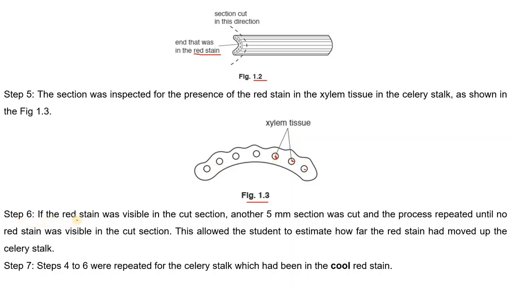Step 6. If the red stain was visible in the cut section, another 5 mm section was cut and the process is repeated until no red stain was visible in the cut section. This allowed the student to estimate how far the red stain had moved up in the celery stalk. Step 7. Steps 4 to 6 were repeated for the celery stalk which had been in the cool red stain.